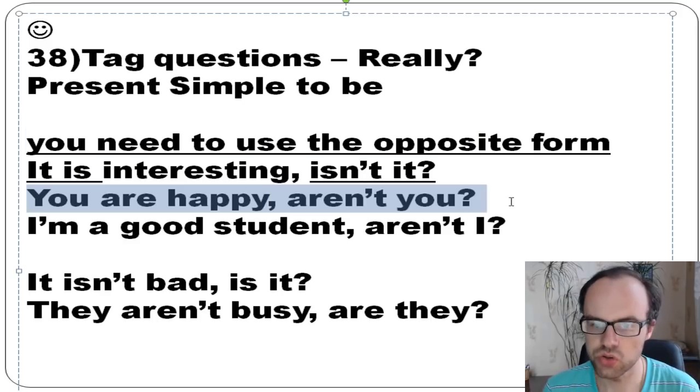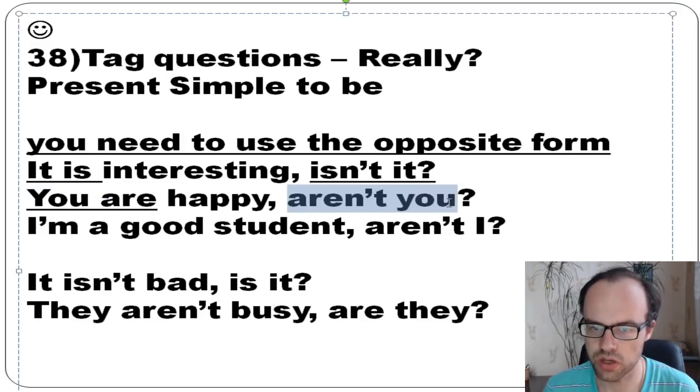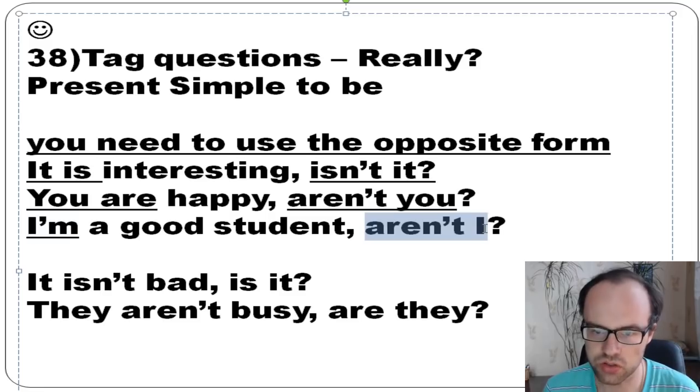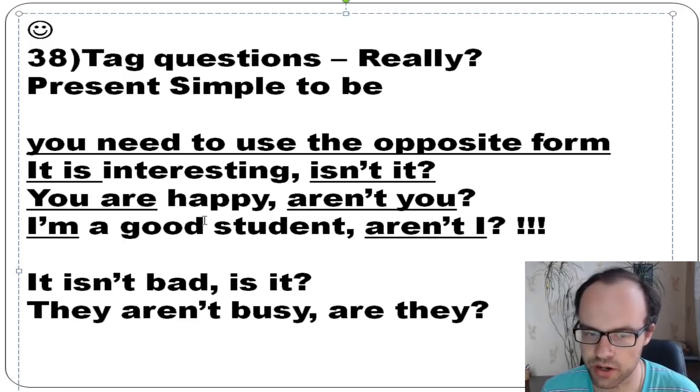Okay, you are happy, you see you are, and you put are before you, and you make a negative form. Aren't you? You're happy, aren't you? So you're happy, really? I'm a good student. But please remember, if you have I am, you ask aren't I. You need to remember it. I'm a good student, aren't I?